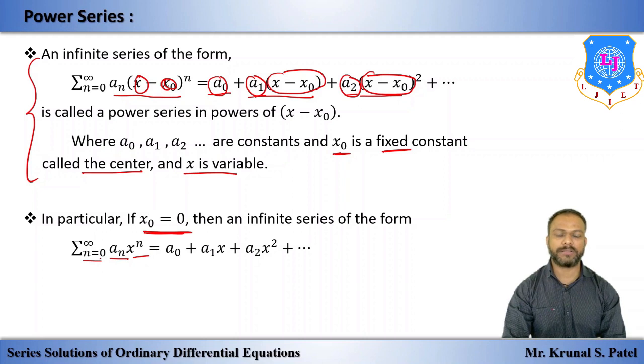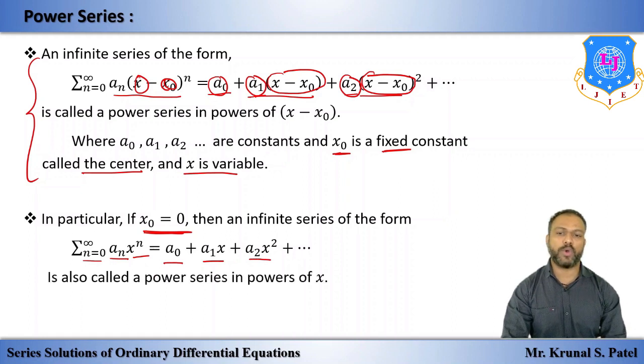If we put n equals 0, we have a0, for n equals 1, we have a1 x raised to 1, and if n equals 2, a2 x raised to 2, and so on. This is also called a power series, but it is the power series in powers of x, because here we have x raised to 1, x raised to 2, and so on. So this is the basic concept of power series.